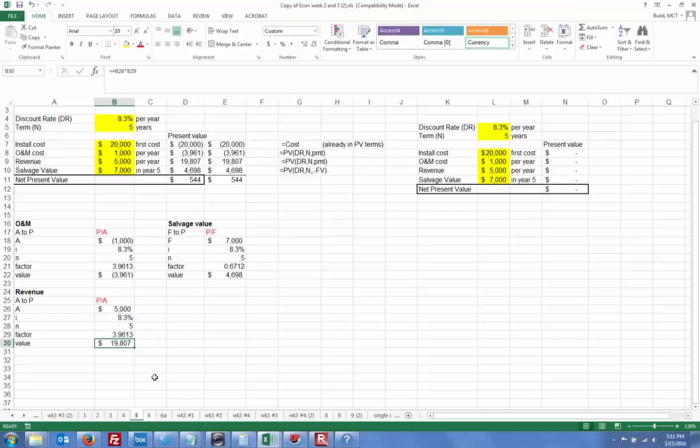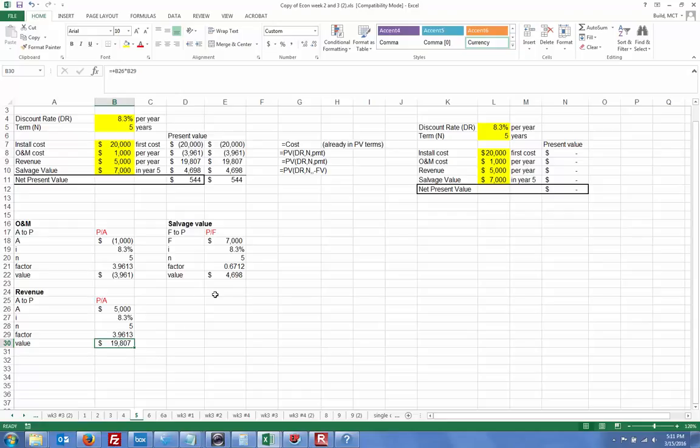That's because that's money you haven't made yet. But if you were to have that 19.8, you could make 5,000 per year at 8.3%. So you have to treat each one of these the same way. Right. It's actually less than you would have thought.